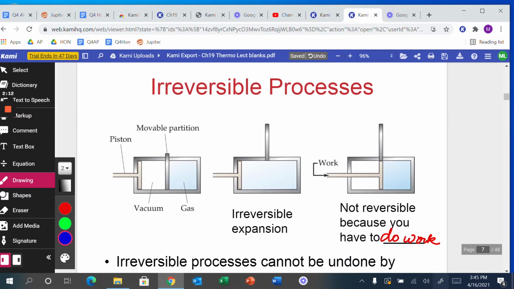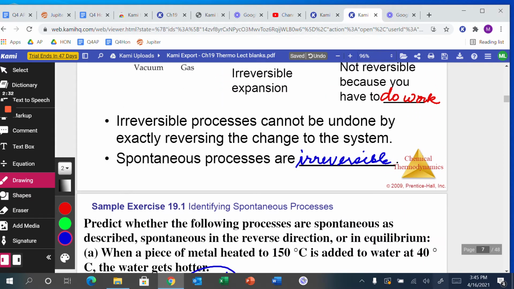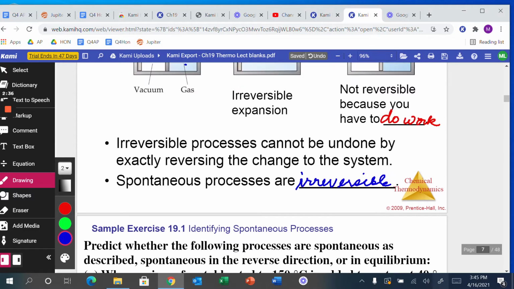Here's an irreversible process. You have a gas in here. You open this little partition and the gas expands. So that is irreversible because the gas won't go back to the other side by itself. You have to put work in. Okay, that's why it's not reversible, so it's irreversible. And spontaneous processes are irreversible because to make it go back, you have to do work.